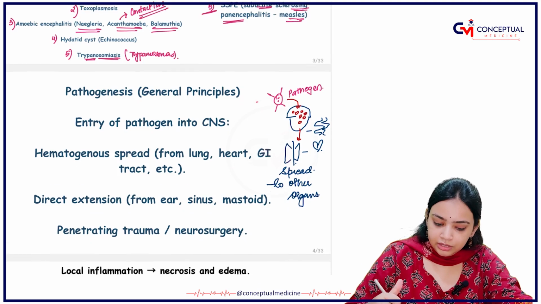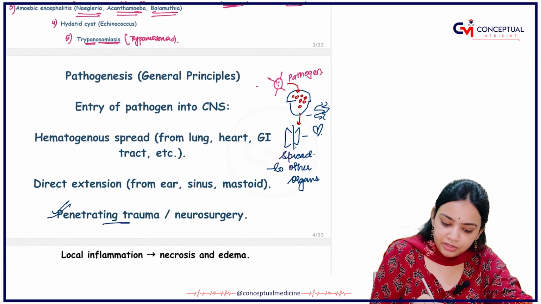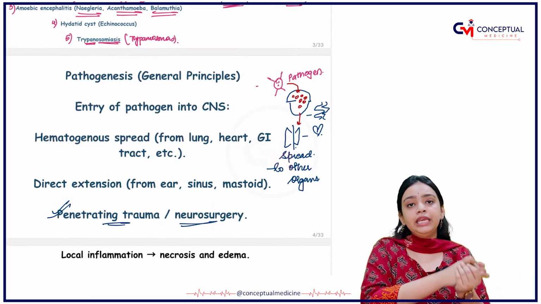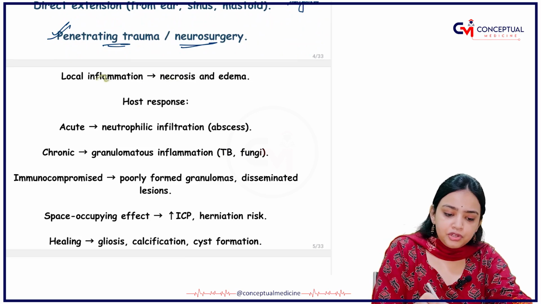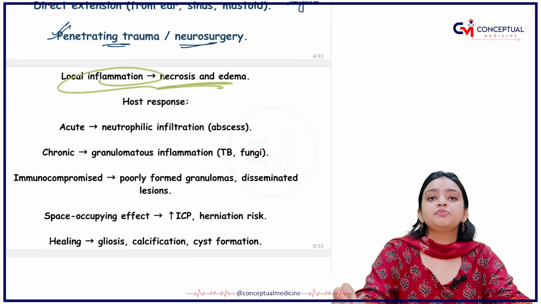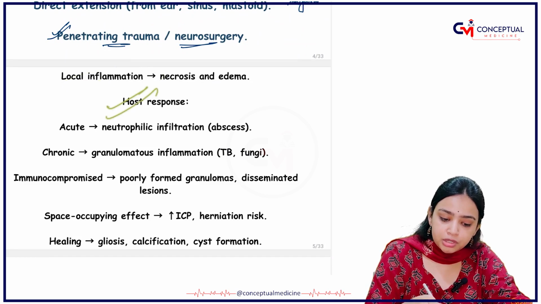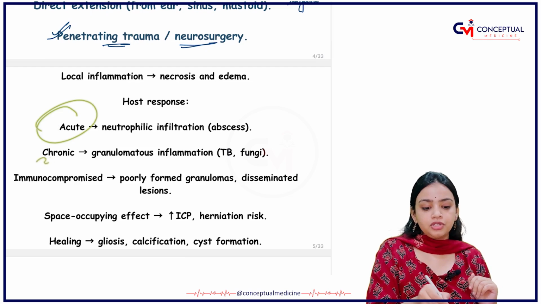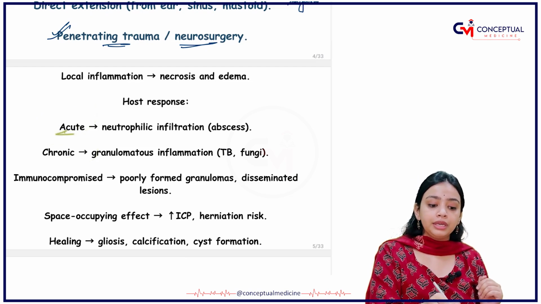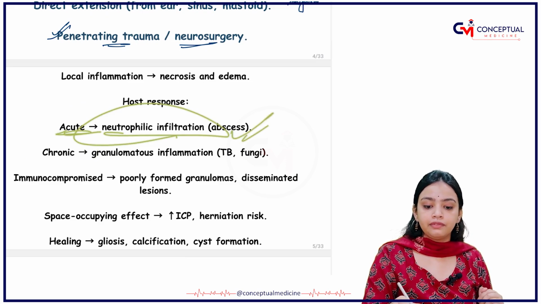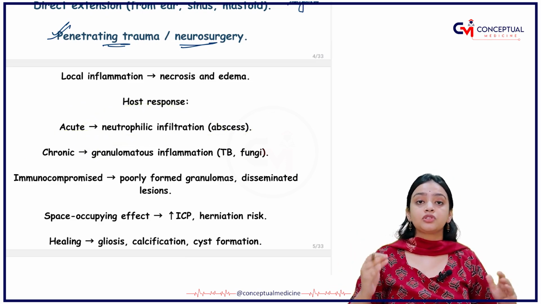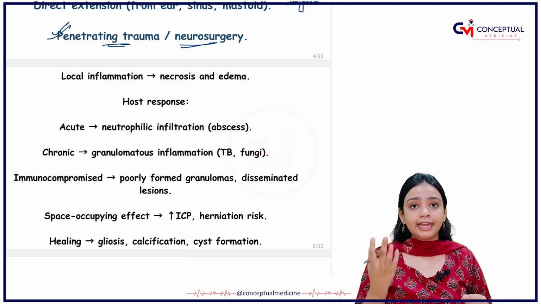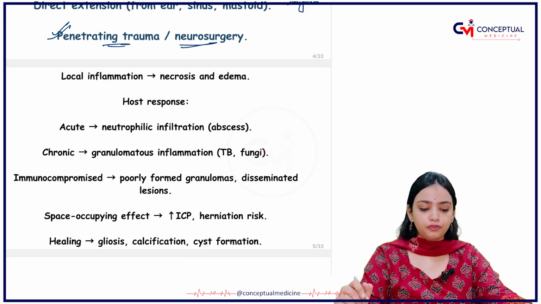Then there can be penetrating trauma or neurosurgery that you need to carry out. What is local inflammation? Local inflammation is necrosis plus edema. What is the host response? When the pathogen enters your body, the response can be either acute or chronic. In the acute one, there will be neutrophilic infiltration, that is the formation of abscess. Obviously, the WBCs will come into action and there will be abscess formation.